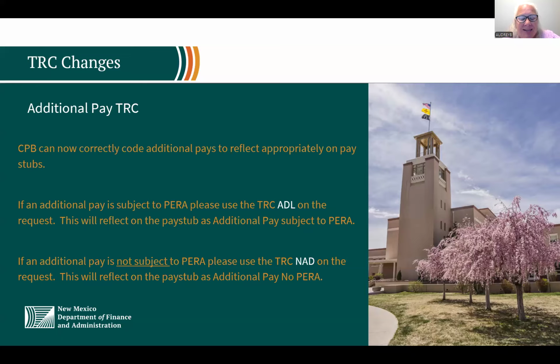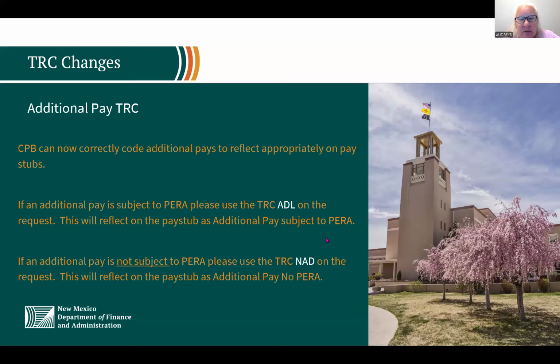If an additional pay is not subject to para, please continue to use the TRC NAD, and this request should not come with a para adjustment. So with an ADL, you would submit the additional pay, you would show it as an ADL, and it would come with the para correction worksheet. If you submit it as an NAD, there would not be a para correction worksheet because there will not be any para taken from this additional pay.